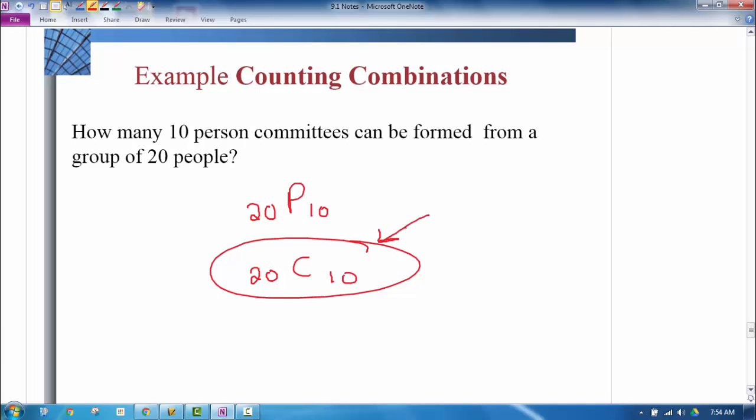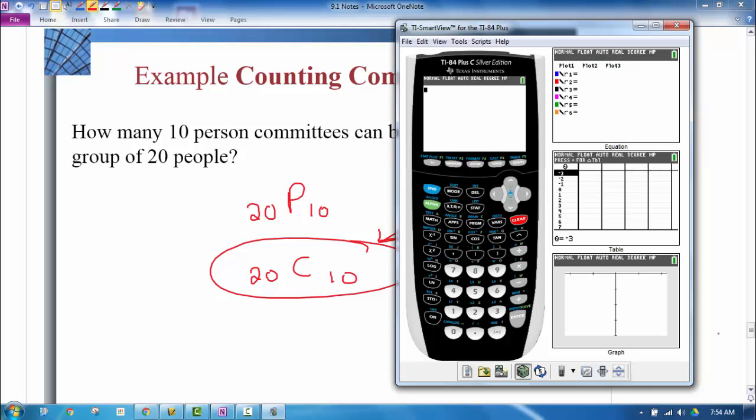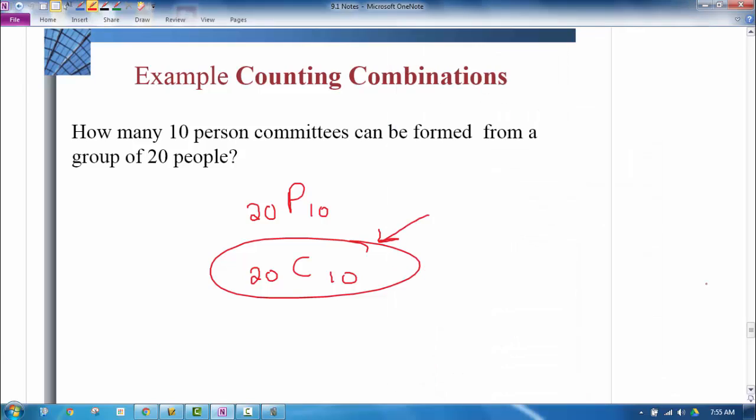So we're going to use 20 C 10, which we can do in the calculator just by hitting 20 and then going to math, scrolling over to probability, and then scrolling down to nCr and hitting 10. You hit enter there, it gives you 184,756 total committees, total ways to do the committee. All right, let's try the homework and hopefully we can make sense of this.